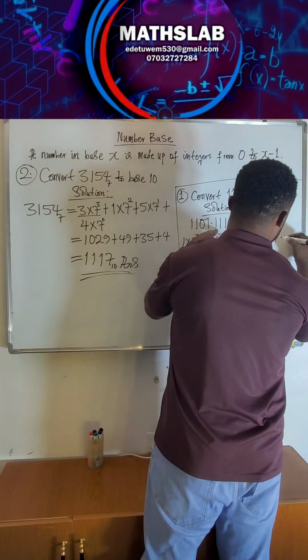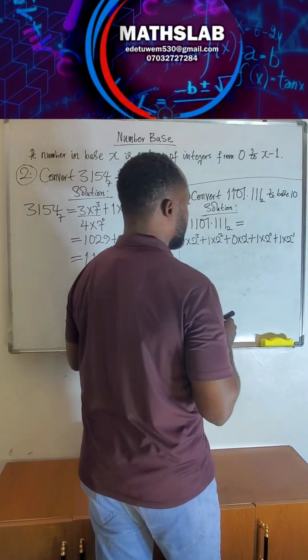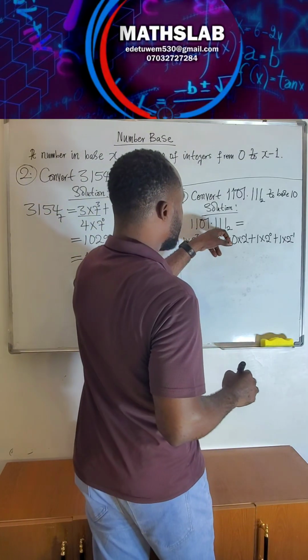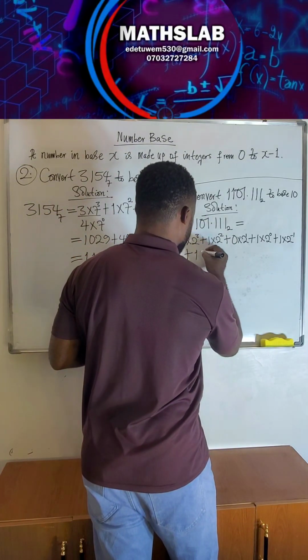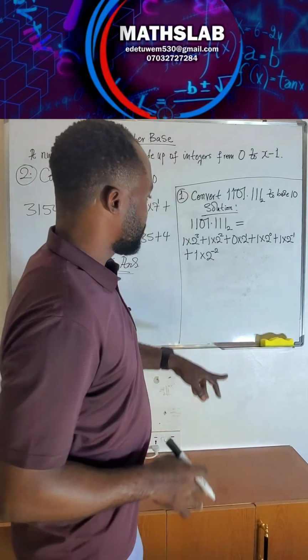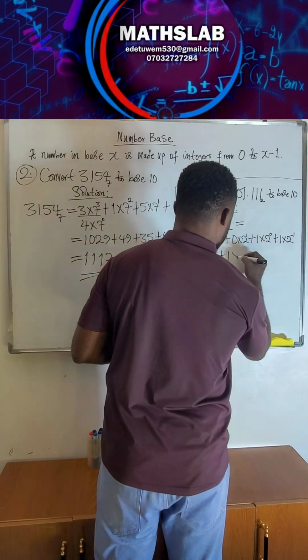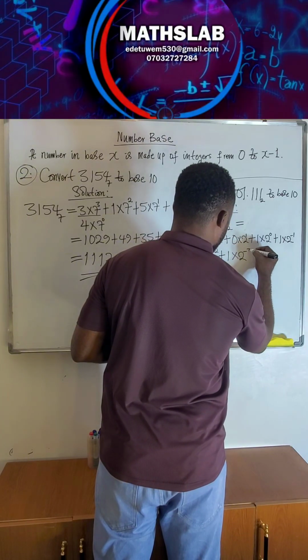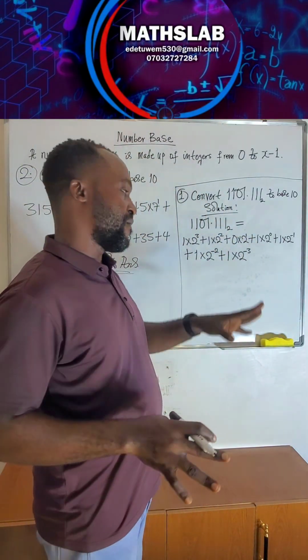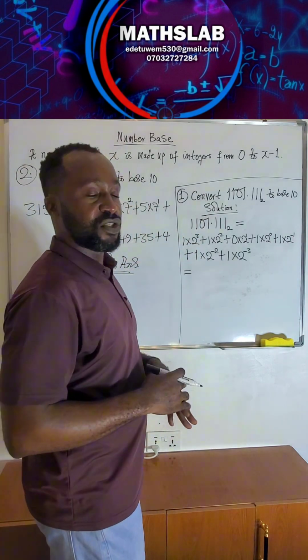So here becomes 1 times 2 raised to the power of minus 1, plus the next digit, which is 1, also the fractional part, times 2 raised to the power of minus 2. Plus the last digit, which is 1 times 2 raised to the power of minus 3. Those are the basis of operation here. And then we are going to simplify everything together now.